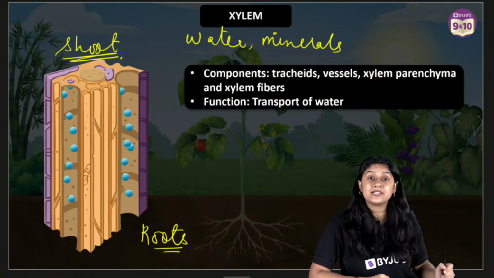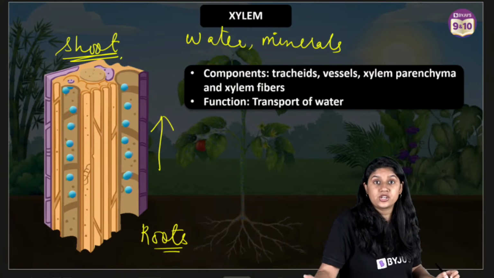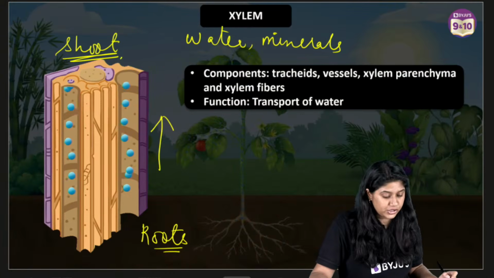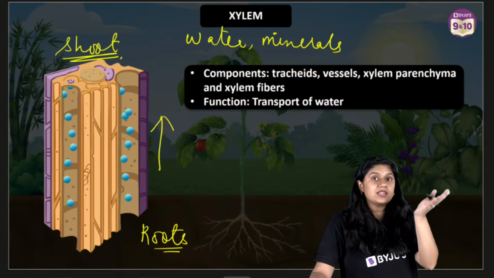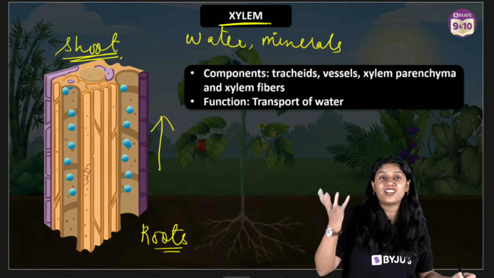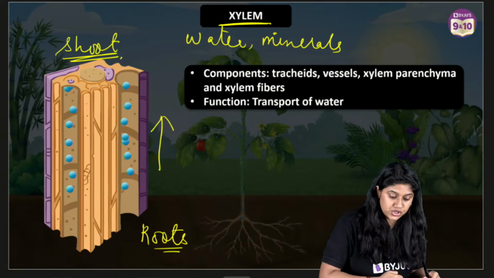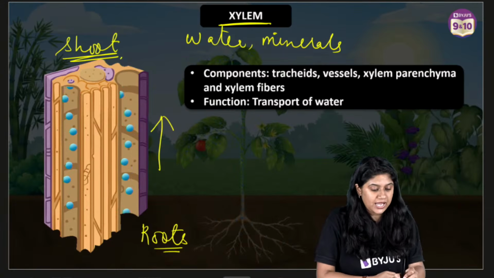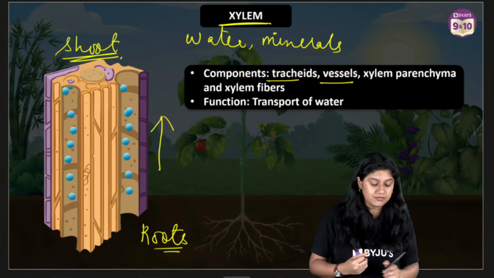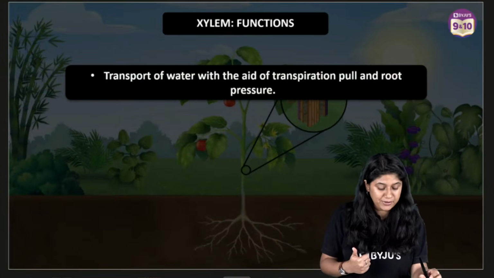The flow that happens in the xylem is only one directional. The flow is unidirectional. Why we say unidirectional? Because the flow is happening only in one particular direction. Whereas in the phloem it is opposite. We'll discuss about it. So in xylem we'll see the conduction of water and minerals. It has different components like tracheids, vessels, xylem parenchyma and xylem fiber. The flow is unidirectional. Okay, remember this, everyone.